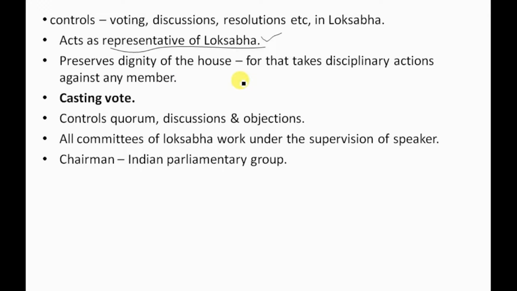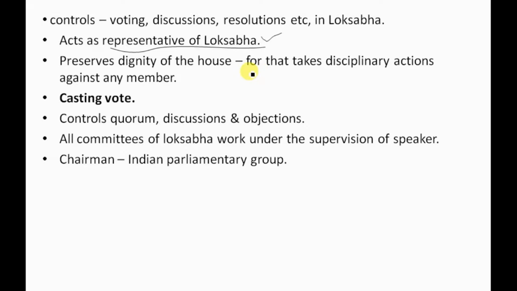For example, there are a few representatives of people in the house who belong to the same party, and they don't want a particular bill to be passed, and they want to trouble the government so as to hinder their attempts to pass a particular bill. They are creating lots of disturbances, and they are creating hurdles for the ongoing business of Lok Sabha.